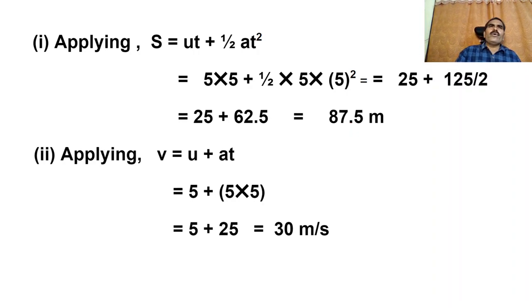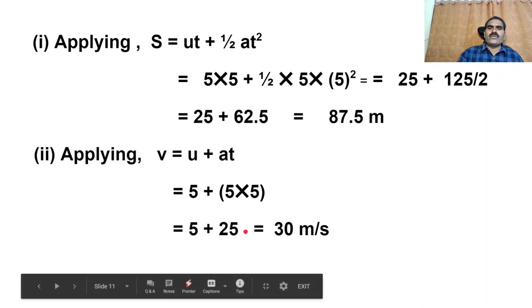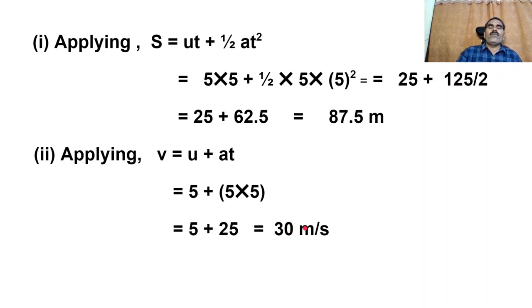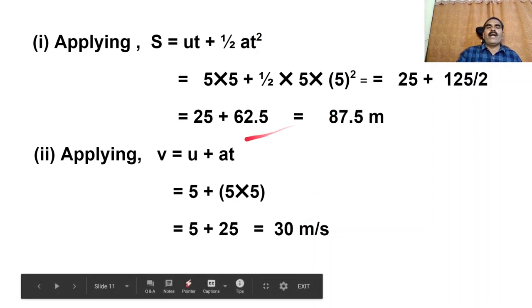In the second problem, they asked to find the final velocity. Whenever you want to find the final velocity, we need the first equation of motion, that is v is equal to u plus at. That is equal to, what is u? 5 plus a, 5 into t, 5 plus 25, that is equal to 30 meters per second. In this way, we may calculate the distance traveled by the body and also the final velocity of the body.